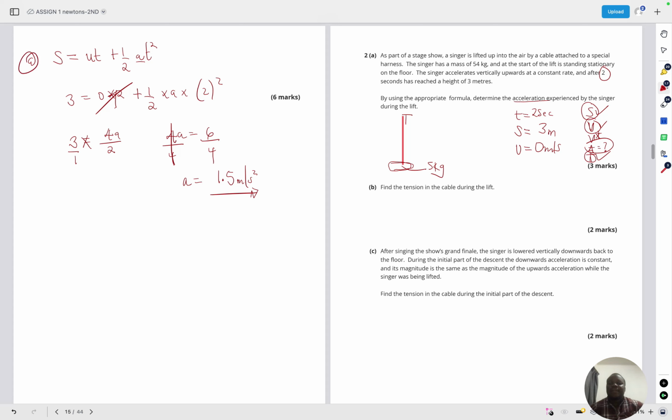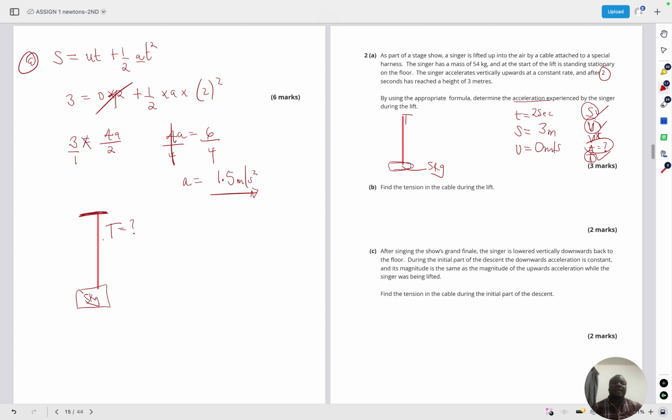Now for B, they are saying find the tension in the cable during the lift. So now we're going to have to model this situation. Let's say this is the situation we have here, and we have our singer. This is the singer who's got 54 kg, and then there's tension T in the cable. This is the cable here, this red line. This is the tension they want us to find.